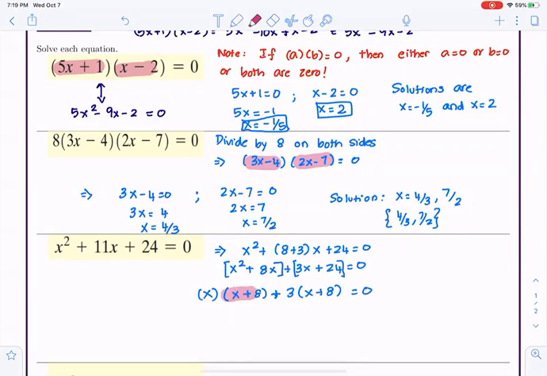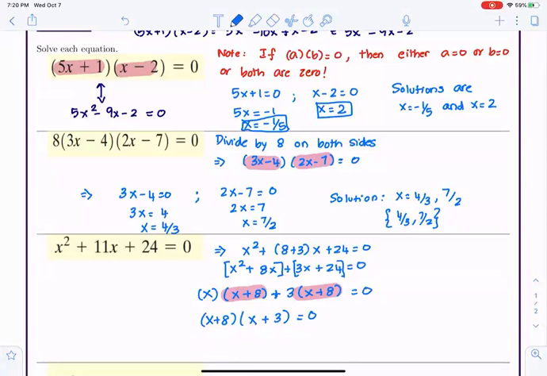Now I have x plus 8 in common, and if I pull that out, from the first term I leave behind x. From the second term, I leave behind 3, so I'd end up getting that. So I have factored it successfully.